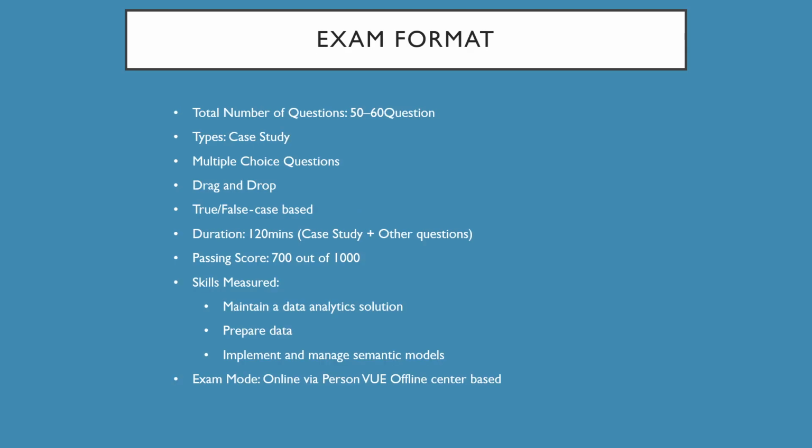The exam format of DP-600 is that there are a total of 50 to 60 questions. There is one case study. It could be in the starting or in the end of the exam. Then there are multiple choice questions, drag and drop questions, true false, case-based scenario questions. The duration is 120 minutes, where the case study is timed within the 120 minutes, and you'll get a total of 50 to 60 questions, including the case study.